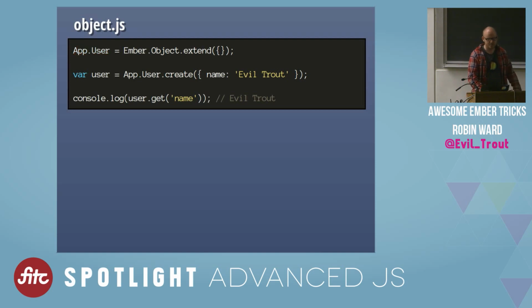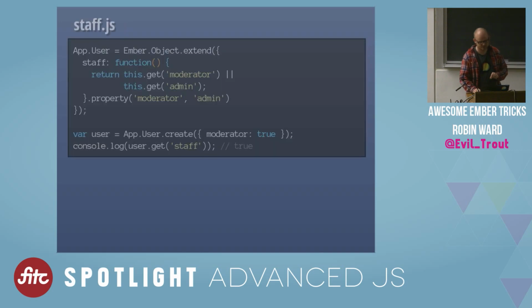And if you say Ember object extend, this essentially is building a class, which you can then instantiate by using app user create and passing it a hash of any parameters you want. So I'm creating the user object, or an instance of the user class, I should say, and then I can output using get. Similarly, if you said set, it would change the property. So this is the basic object model that underlies everything that you do in Ember.